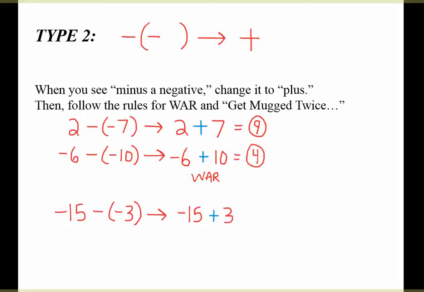And do we have war or get mugged twice? Well, we have war again. This time the negatives win, and they win by 12.